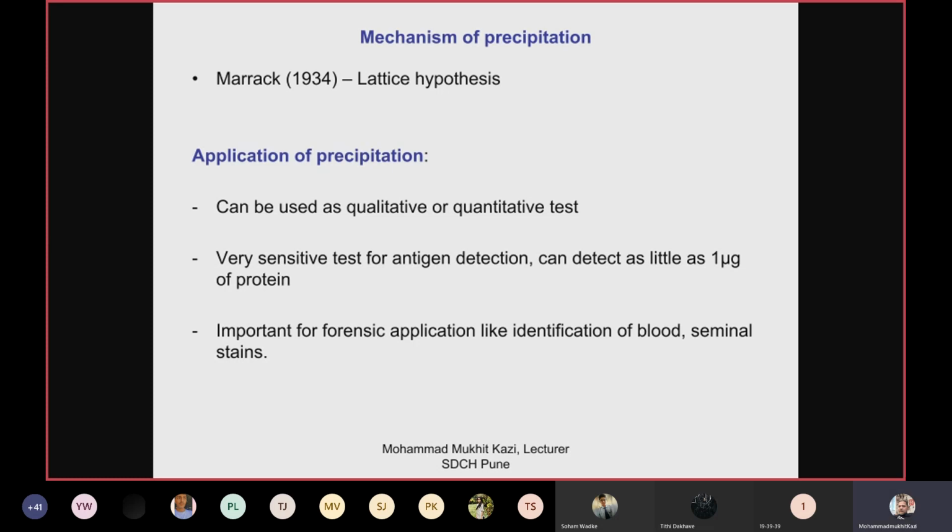What are the different applications of precipitation reaction? It can be used as a qualitative or quantitative test. When I say qualitative, it means it is giving you the answer in one word: yes or no, positive or negative, reactive or non-reactive. But when I am using the quantitative test, yes, positive, reactive, but how much? I want to detect the titer, how much titer of antibody is present in that patient's body, which will neutralize the fixed amount of antigen. That is called a quantitative test.